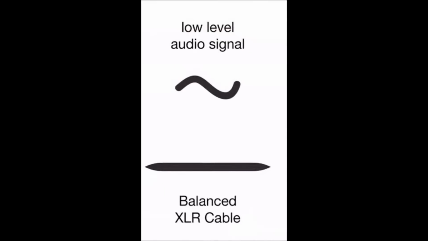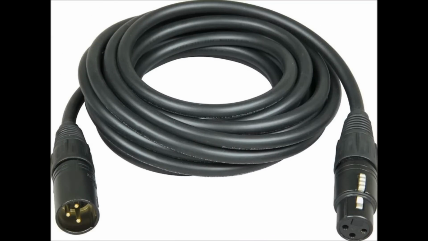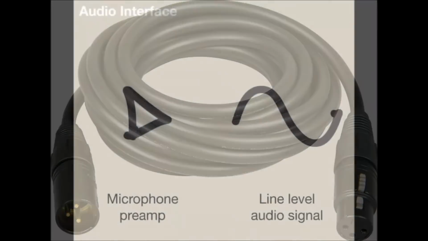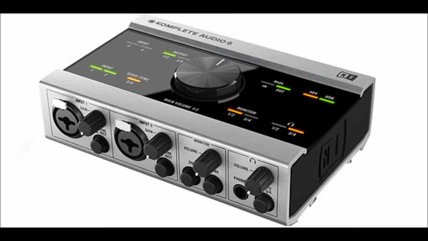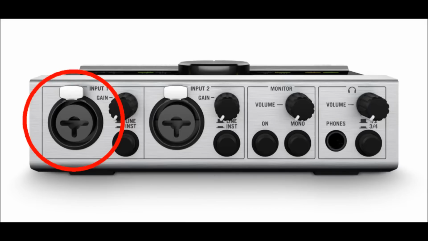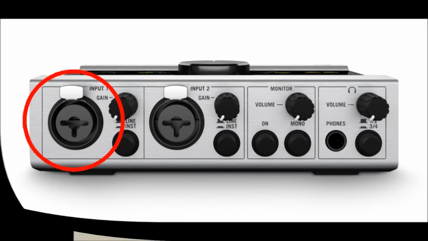This audio signal goes along a wire, and in my case, as with most mics, the audio signal is traveling down a balanced XLR cable. Down the XLR cable into the audio interface, and my audio interface is the Native Instruments Complete Audio 6. And what I do is I use the input number 1 to plug the XLR cable into the audio interface.